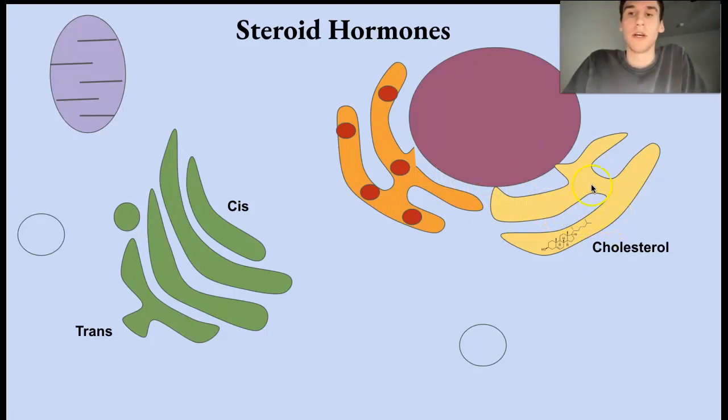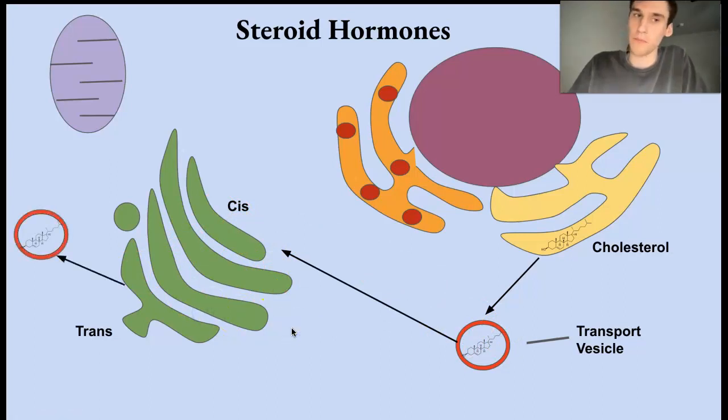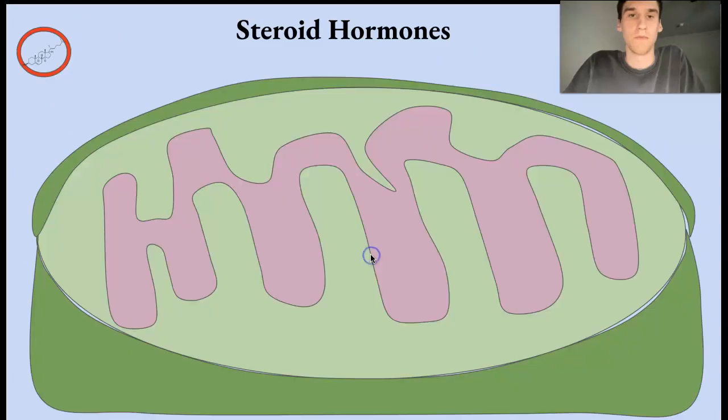So steroid hormones start out in the smooth ER, and we start out with their precursor, which is cholesterol. So cholesterol is formed in the smooth ER, and that is going to be put into a transport vesicle. And this transport vesicle is going to transfer over into the Golgi apparatus. More specifically, it's going to travel into the cis side of our Golgi apparatus. And then it'll come out the trans side, go into another transport vesicle, and then finally be shipped off into the mitochondria to do some changing.